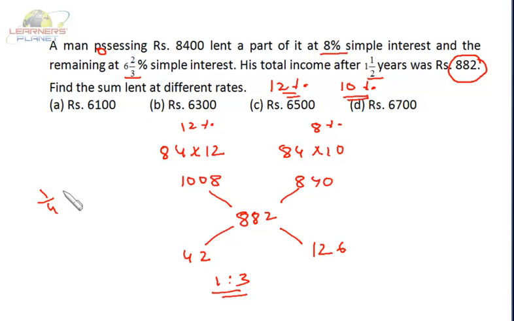So 1/4 of 8400, and that is 2100 rupees, and 3/4 of 8400, that is 6300 rupees. So 2100 rupees is lent on 12% interest, that is 8% interest actually, since this 12% is for 1.5 years, and 6300 rupees has been lent on 6 2 by 3%. Okay, so find the sum lent at different rates is 2100 and 6300, and respective rates of interest are here, that is this. Okay, I hope you are clear.